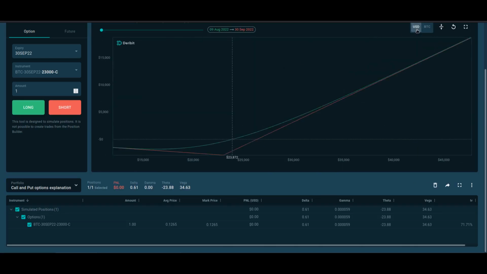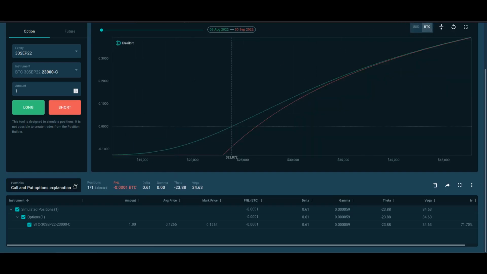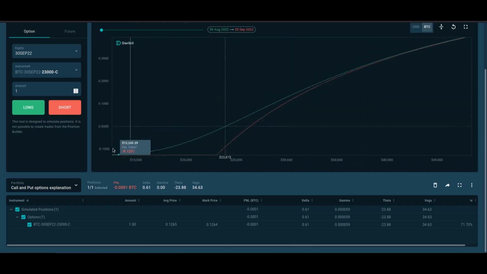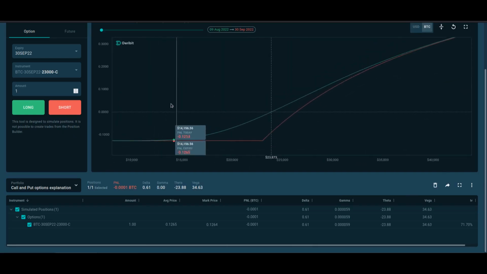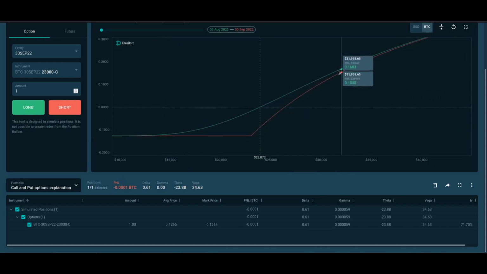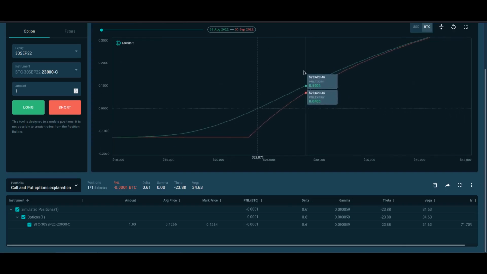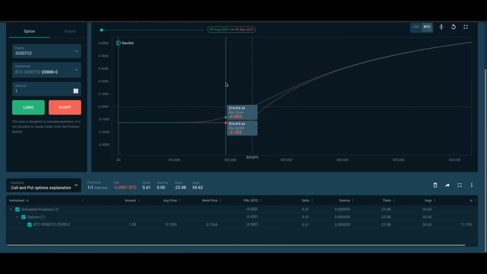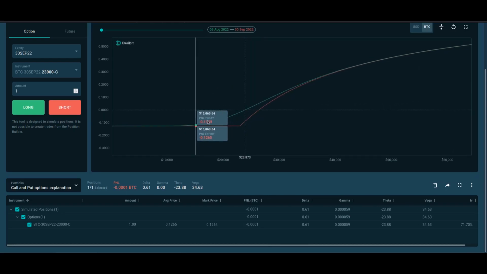We can switch between USD PNL and BTC PNL. Actually, neither of them works as I would suggest, but okay, let's take BTC because it looks more like what I would like. So we have the following option, a call option position construction.